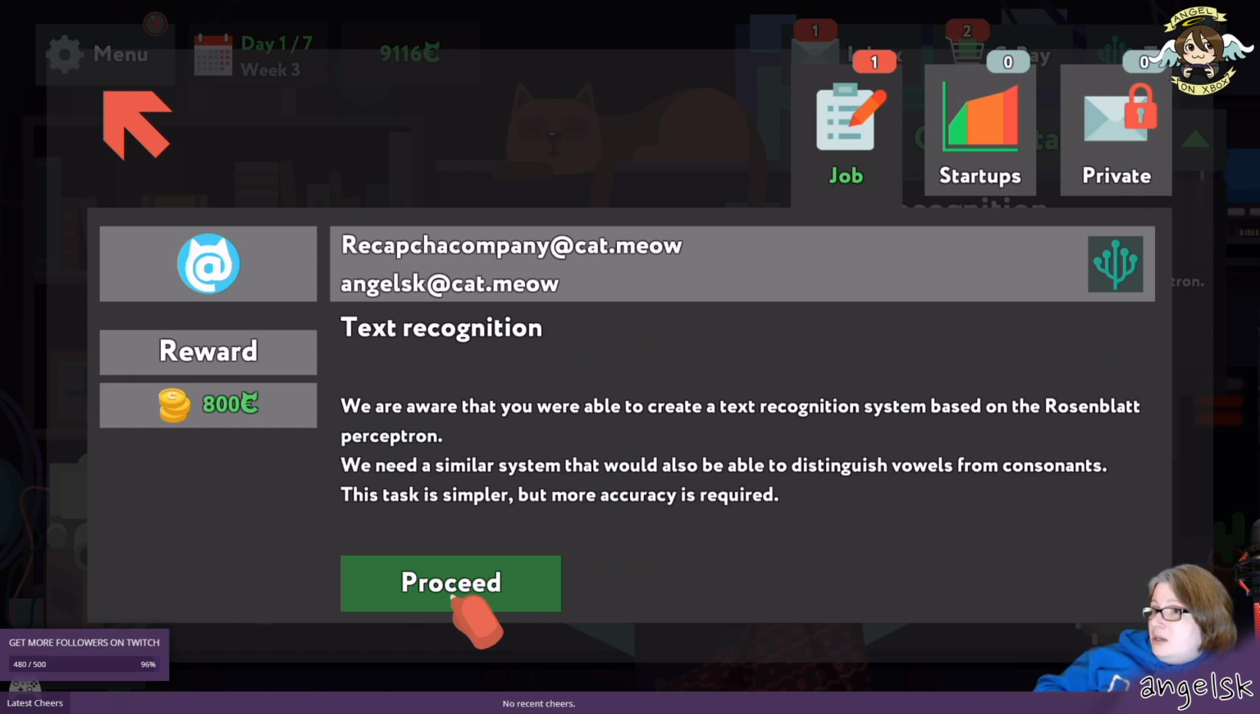Recapture company. Okay, we are able to create a text recognition system based on the Rosenblatt perceptron. We have a similar system that will be able to distinguish vowels from consonants. The task is simpler, but accuracy is required.